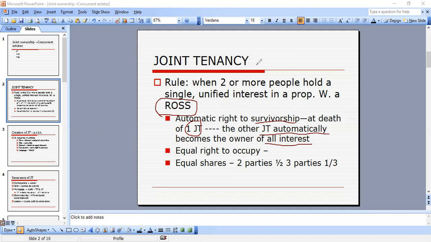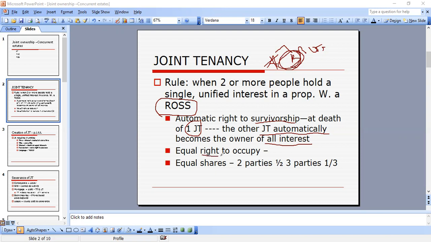Okay, so if we have JT, let's say we have JTA and JTB, and of course we know they have a right of survivorship. I do ROSS. I do this every time I do an MBE with this, so I can get this. ROSS, we know that A and B have right to survivorship. So let's say A dies. As soon as A dies, B becomes the owner of the entire interest. And it gets tricky when they start saying A conveyed their piece to so-and-so. But that's how it works.